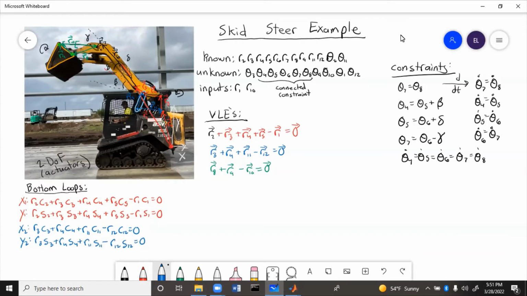R11 only points in the x direction, so we can get rid of it from the y equation and just simplify this. So this is position. Now that we've got position, we need to take the derivative and get velocity. Now remember that because theta 4 dot equals theta 5 dot, theta 6, theta 7, theta 8, etc. is all equal, we'll be able to work out some substitutions. But first, let's take the derivatives.